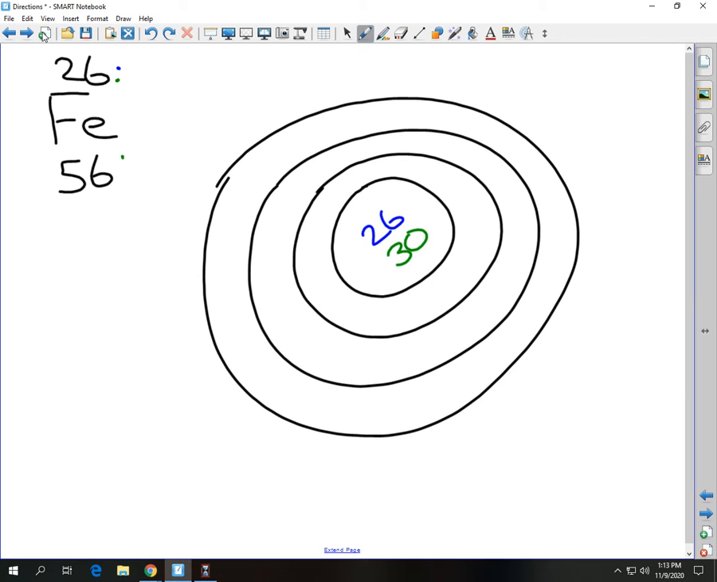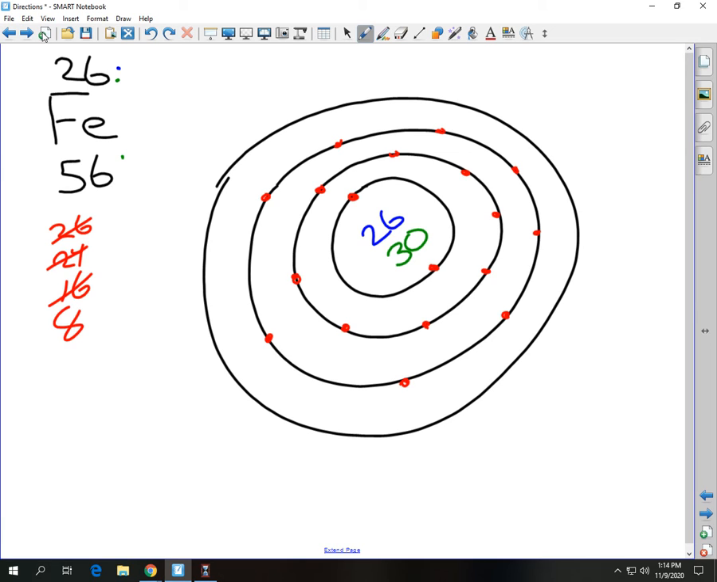And now I need to fill up to 26. So with one like this, I might want to keep track of how many electrons I put in to make it better. 26, I put 2 in the first. That knocks me down to 24. I can put 8 in the second. And that's going to knock me down to 16. I can put 8 more in the third. And that's going to knock me down to 8.